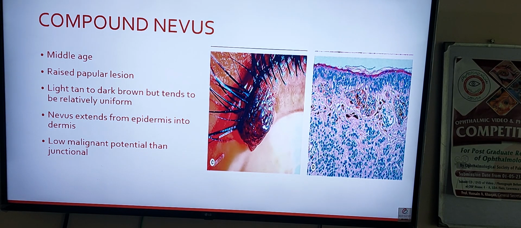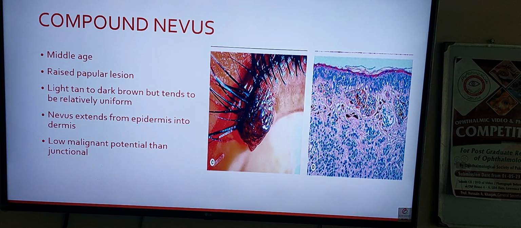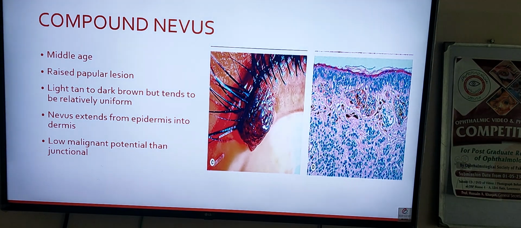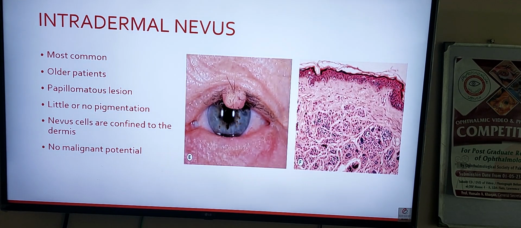Clinically, there is a light tan to dark brown appearance, which is uniform throughout the lesion. The nevus extends from the epidermis into the dermis, and it has an even lower malignant potential than the junctional nevus. Intradermal nevus is the most common type. It is usually present in older patients, and it is a papillomatous lesion with little or almost no pigmentation. Why? Because the nevus cells are only confined to the dermis, and there is no malignant potential in this type.